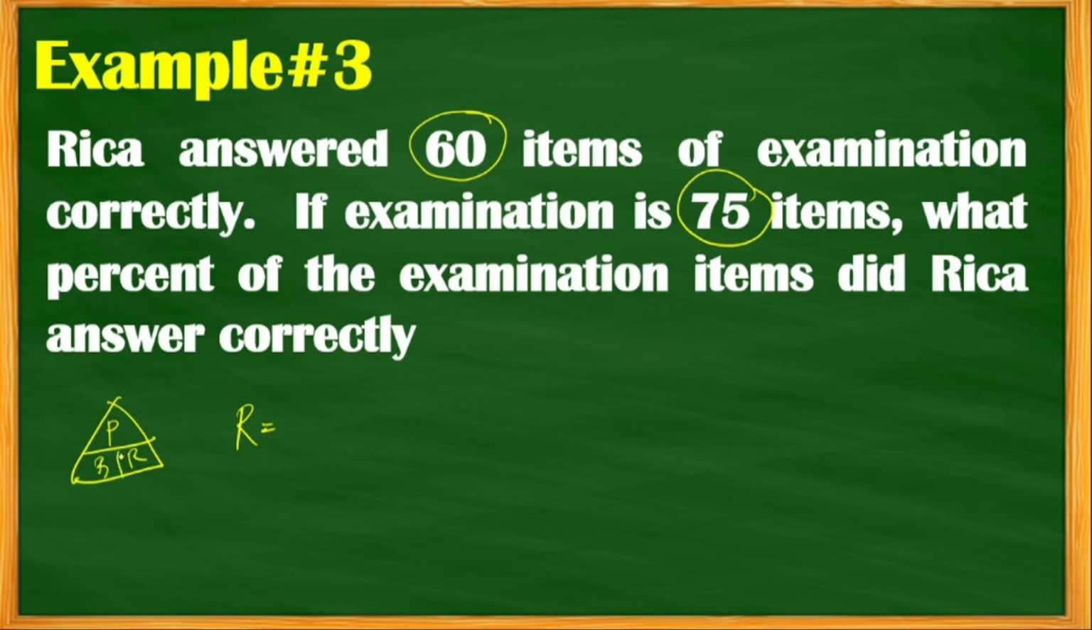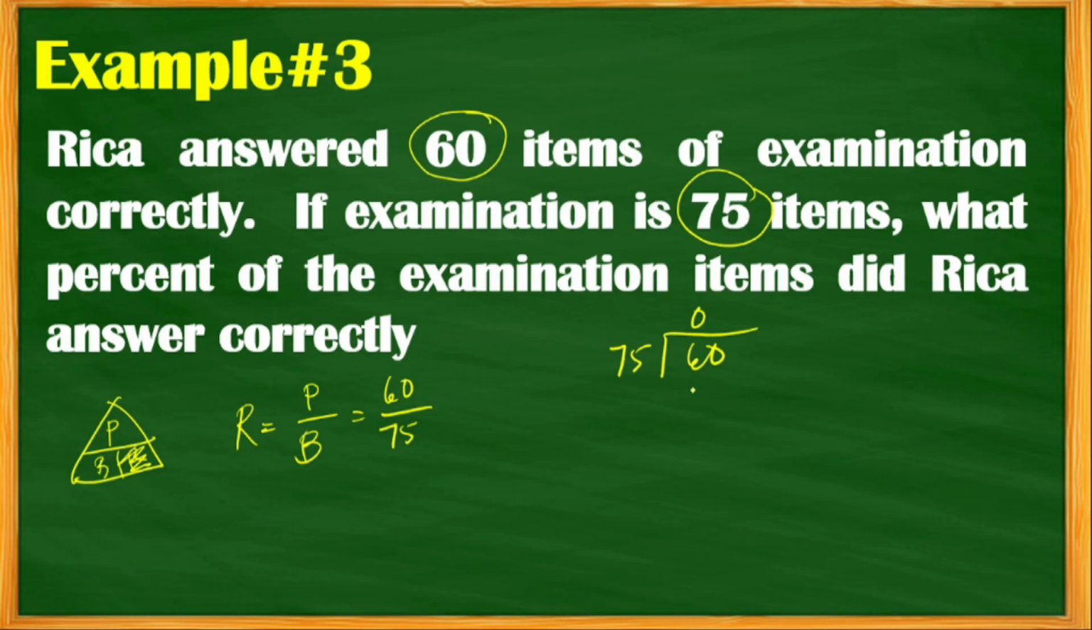So rate, using the formula triangle, PBR. So rate, the formula is percentage divided by base. So the percentage is 60 because it is less than the base, and then the base is 75. So let's divide 60 divided by 75. 60 divided by 75 is 0.